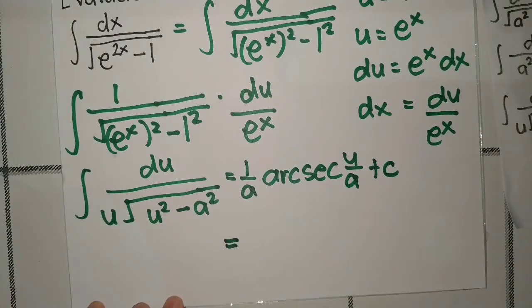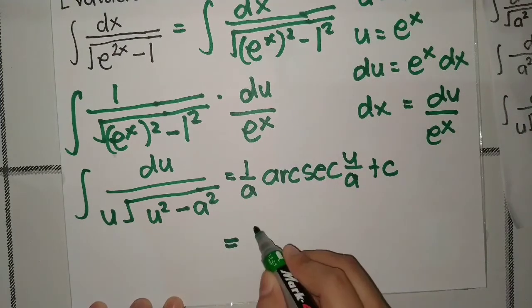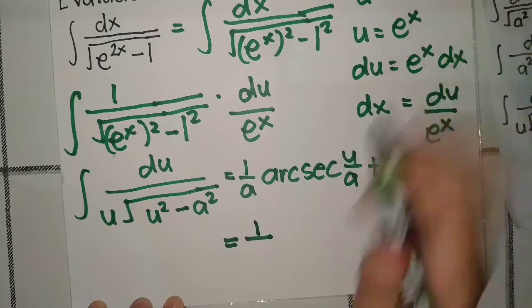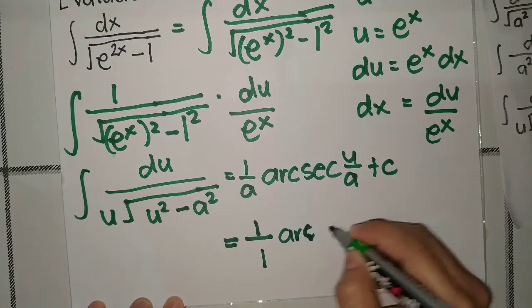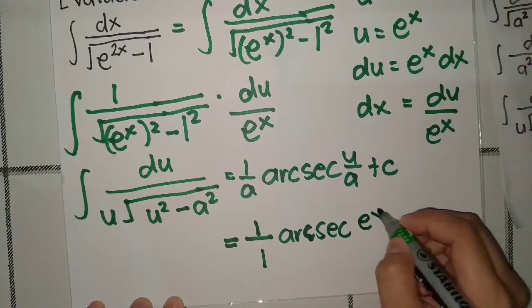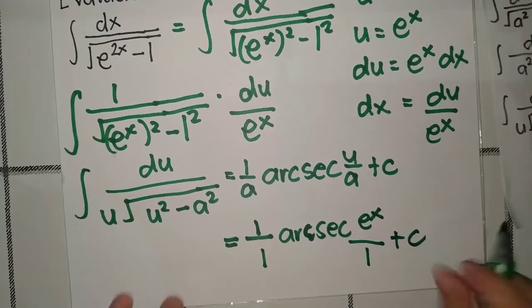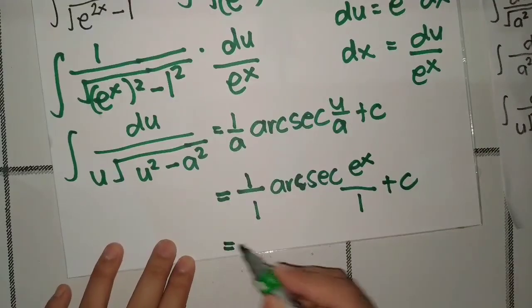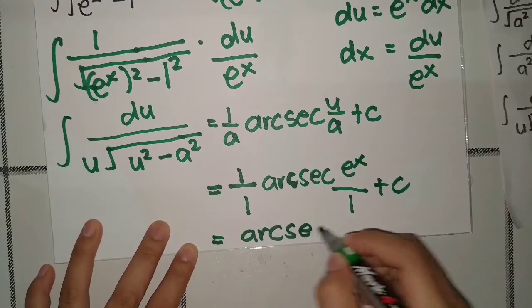So the next thing to do is just substitute our values, the known values. So the value of a is 1 arcsecant. The value of u is e raised to x all over 1, just 1 plus c. So we have to simplify it. Simply, the answer will be arcsecant e raised to x plus c.